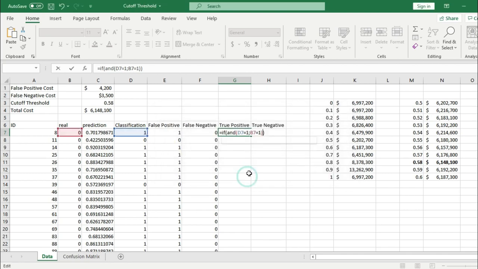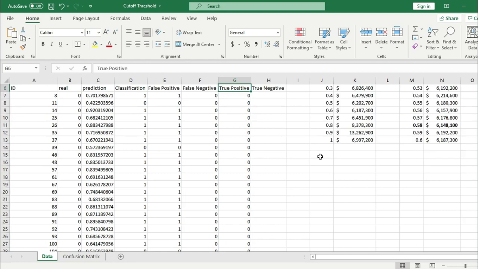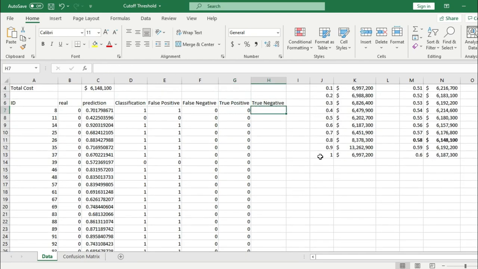Probably I made a mistake. Let me see. I haven't given the values. In this case, if this F7 is a 1 and B7 is a 1, then give me a 1, and in the other case give me a 0. And I copy and paste this. I cannot see the ones. There are some ones.